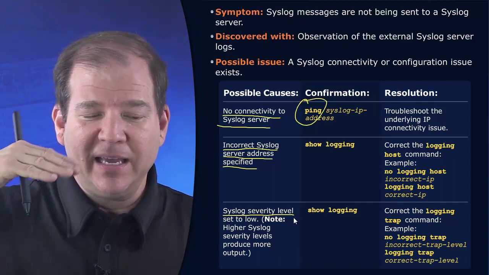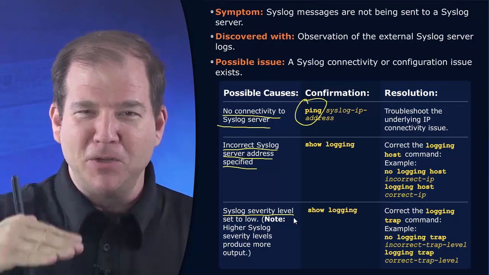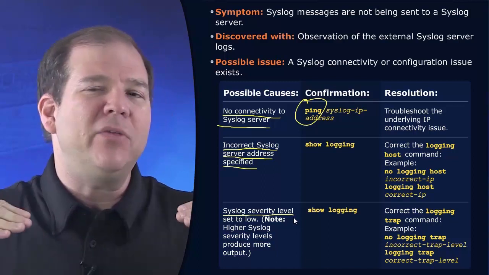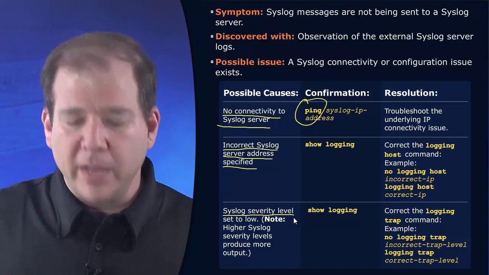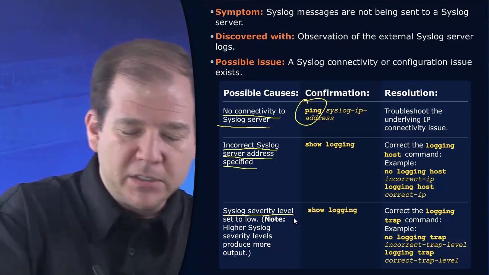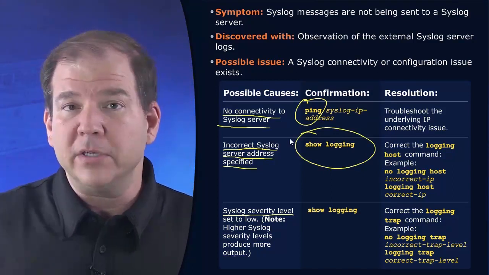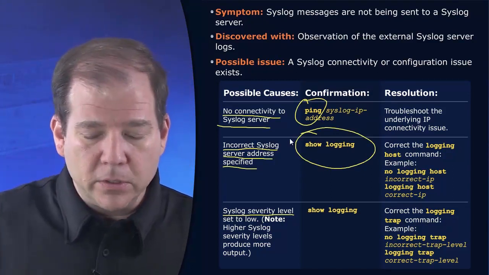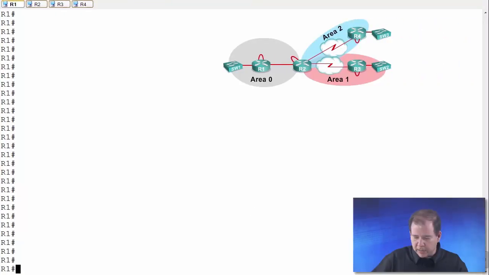that would say, give me warnings and everything more severe. Give me a 4, give me a 3, give me a 2, give me a 1, and give me zeros. Don't give me anything less severe. Don't give me informational messages. Don't give me notifications. Certainly don't give me debug level messages. And we can see what our severity level is, and what the IP address for our Syslog server is, by doing the show logging command. Let's go out to a live interface and see how we might set this up.